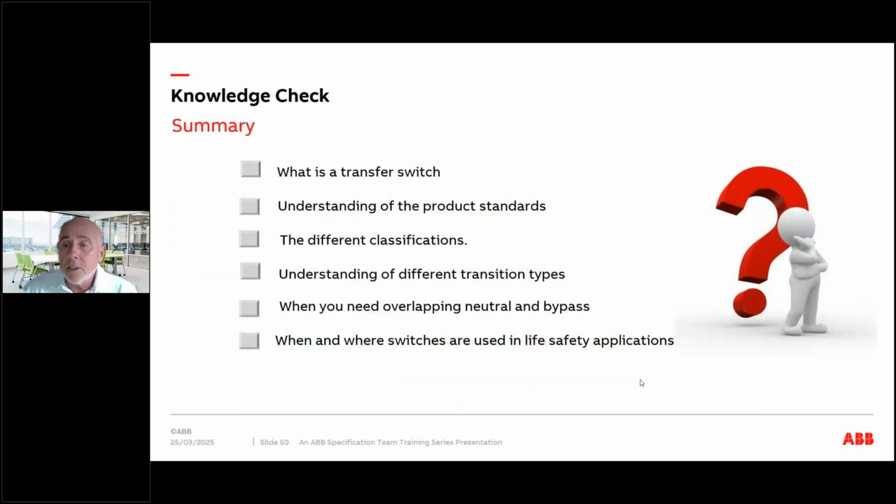So that brings us to the end of the talk. In summary, we set out to achieve certain objectives. So hopefully we are now a bit wiser on what a transfer switch is. We understand the product standards. We took a look at the different classifications. We had a walk through the different transition types that you come across in this sort of technology. We talked about overlapping neutral and bypasses, and we took a quick look at the life safety applications and where these products and solutions are used. So that brings us to the end of the talk.